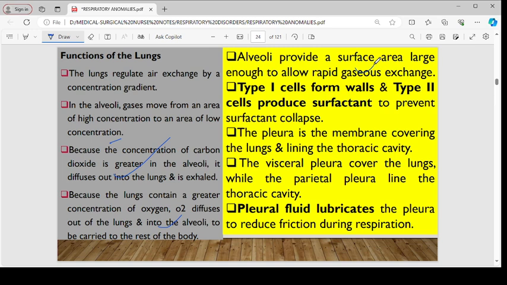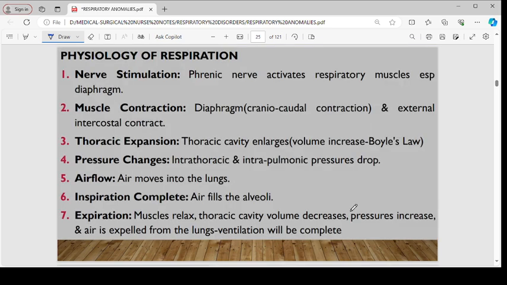We have two types of cells in the alveoli, type 1 and type 2. The type 1 cells form the walls, while the type 2 cells produce the surfactant that prevents collapse, the one that we just mentioned. The pleura is the membrane that covers the lungs and lines the thoracic cavity. The visceral pleura covers the lungs, while the parietal pleura lines the thoracic cavity. The pleural fluid lubricates the pleura, and this reduces friction during expiration.